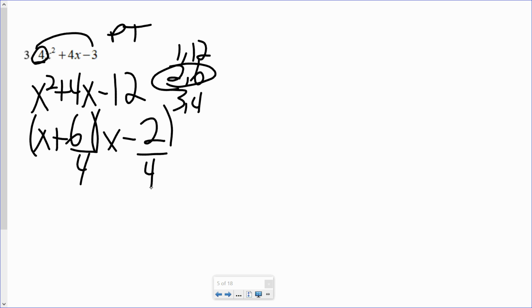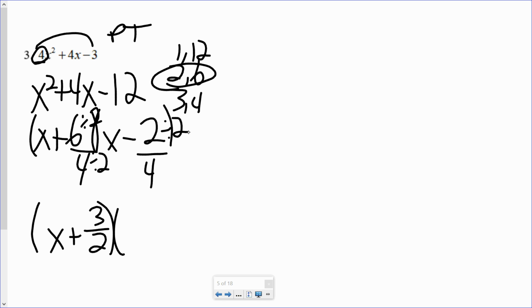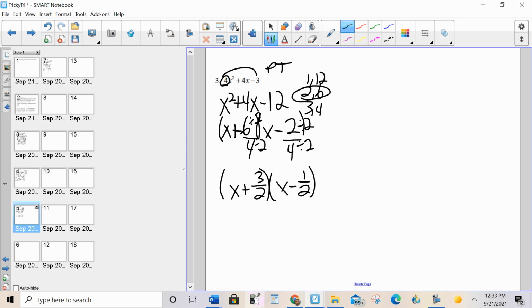So this is 6th, 7th grade stuff. What goes into both 6 and 4? 2. So I can take a 2 out of both of them, and I get 3 over 2. What goes into both 2 and 4? 2. So I take a 2 out of both of them, I get 1 over 2. If you can't do 6th, 7th grade reducing of fractions, you can do it in the calculator.